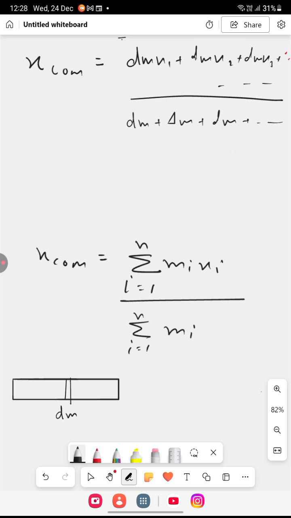Now in the form of integration we can write it as x center of mass equal to integral of dm x upon integral of dm. This is the formula for the center of mass of a continuous mass distribution. Now we will find the center of mass for different bodies or different shapes. First we will find the center of mass for a rod.